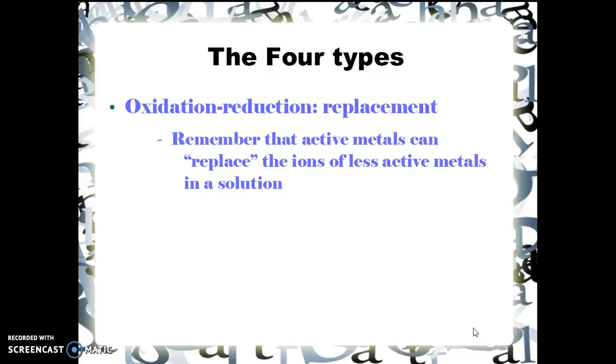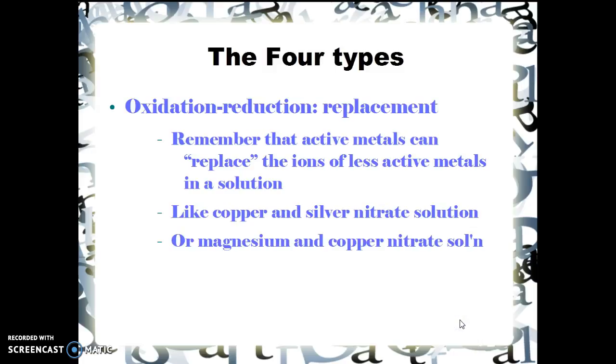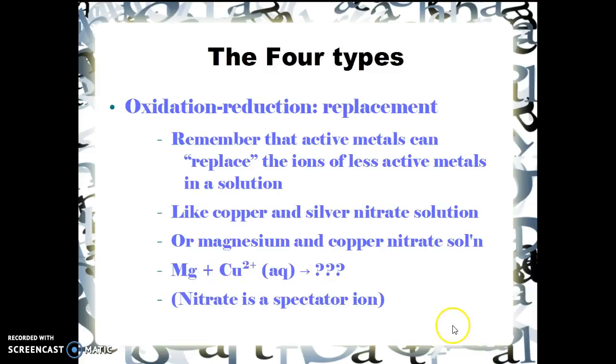Remember, active metals can replace the ions of less active metals in a solution of a salt. For instance, you may have seen copper react with silver nitrate solution to form silver metal and a blue copper 2 nitrate solution product. You may have seen magnesium reacting with copper nitrate solution. If you've seen that happen, you ask the question, what's produced? Well, you've got magnesium, an active metal, and the copper 2+ ion. Well, the nitrate, of course, is a spectator ion.